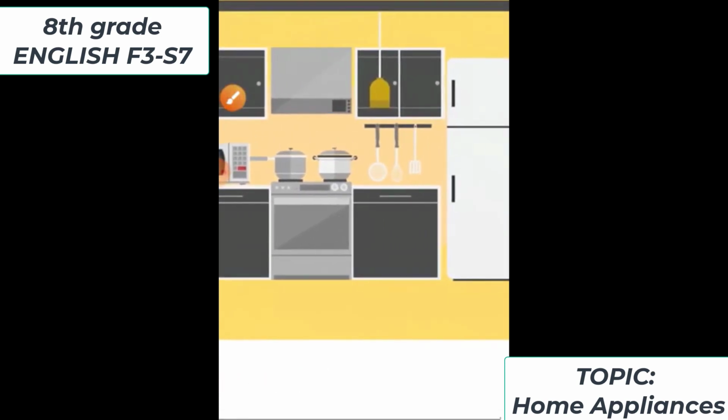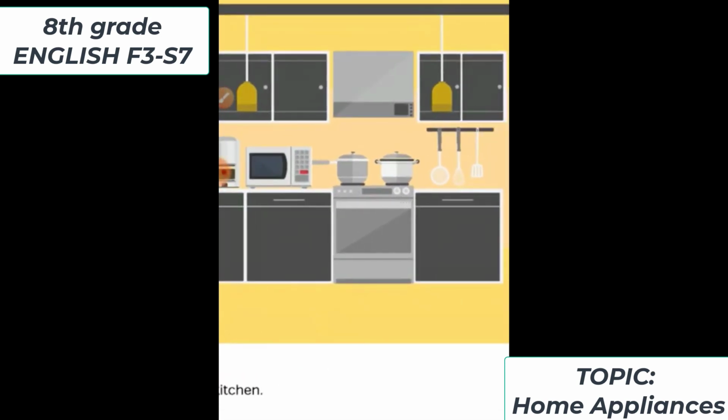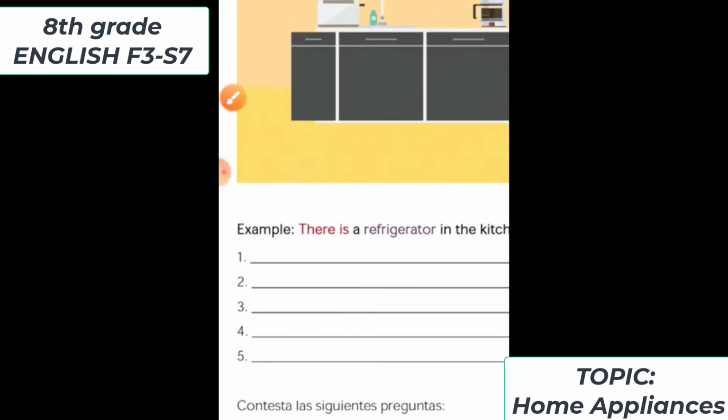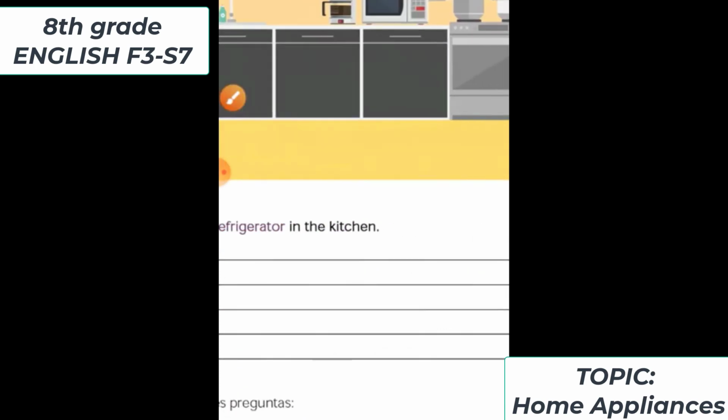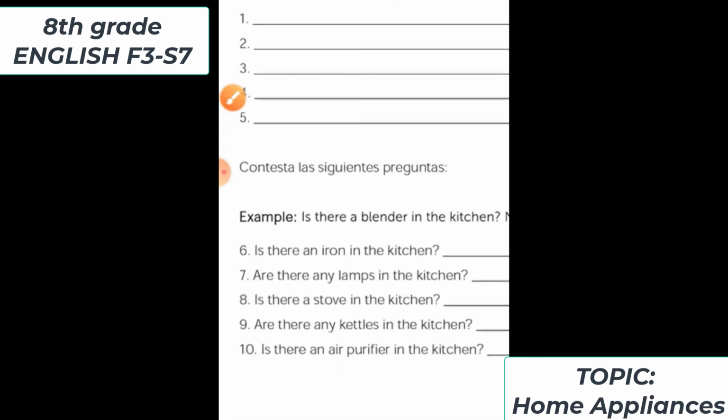One more example. Okay, we have 2 pots. Dos ollas. So you have to write there are, porque ya es plural, ¿eh? There are 2 pots. There are 2 pots in the kitchen. Yes? Yes, see, we answer the question.